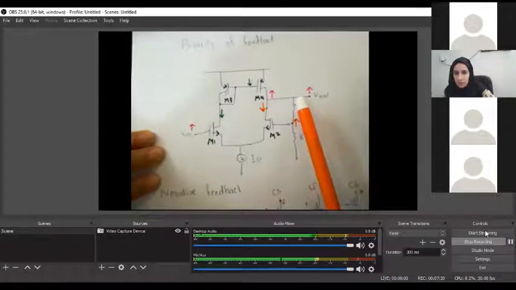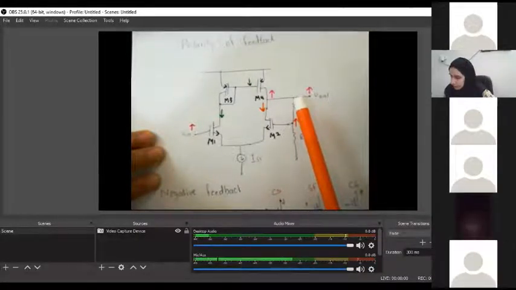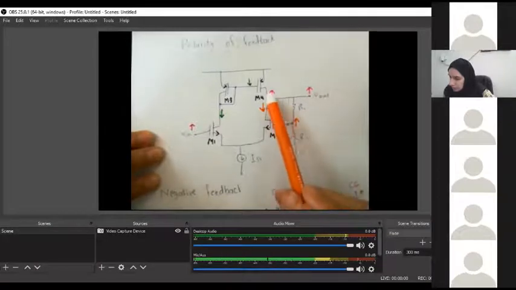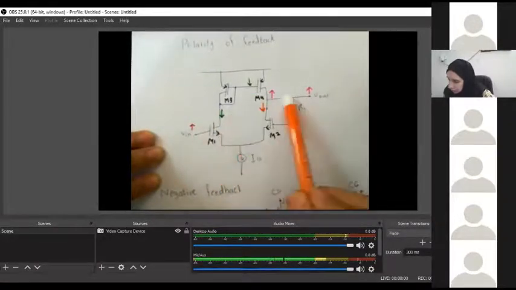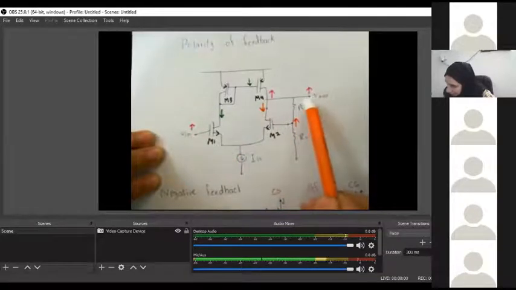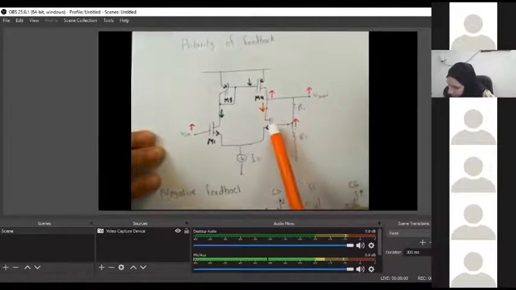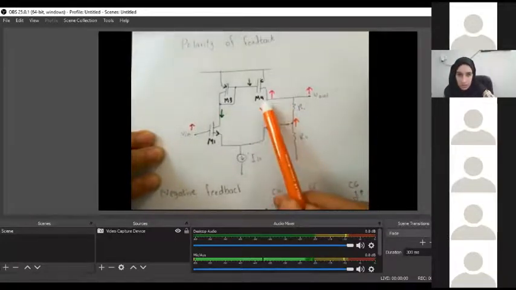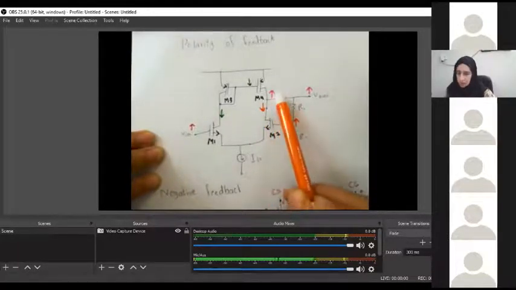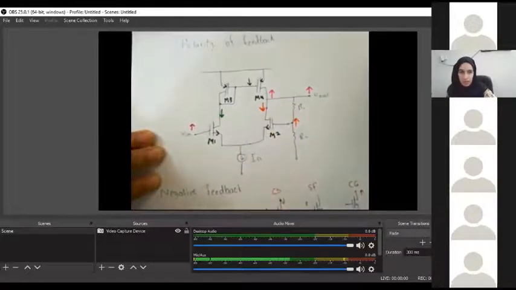Please mute it. Okay. So the input increasing Vn has caused V out to go up, while the feedback path has caused the V out to go down. You can see those two opposing arrows for the same node. This tells me that it is a negative feedback indeed.